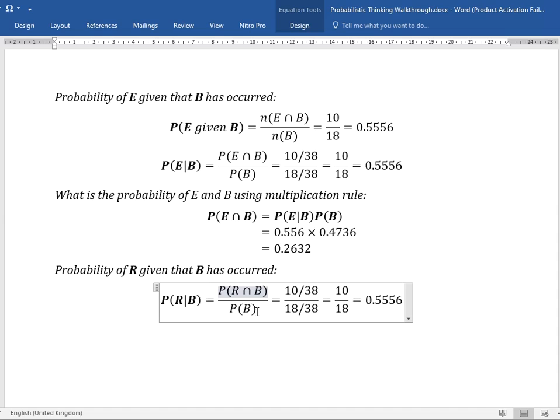R does not intersect with B. They are mutually exclusive. So the probability of that one already is zero. By the time you divide zero by any number you have here, it is zero. Okay. But intuitively, if you look at it, the croupier tells you the ball lands in a black pocket.